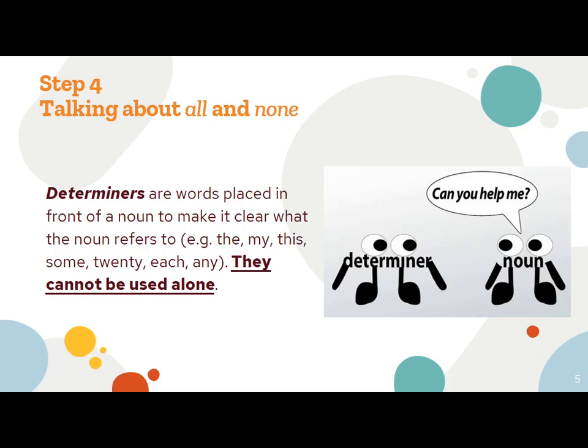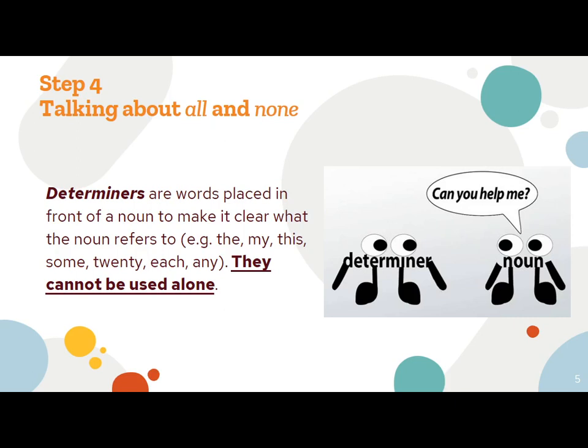Examples: the car, my shirt, this cell phone, some money, $20, each person, any doubt. If you see, you need to have a noun after them, and you cannot say, okay, can I have them? Have you ever seen my? How much is this? If you only use those determiners without having a noun, it's going to be kind of difficult for a person to understand what you're talking about. However, if you use a noun, the situation changes.